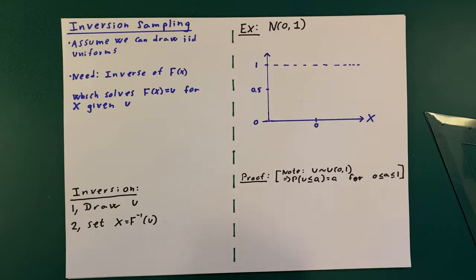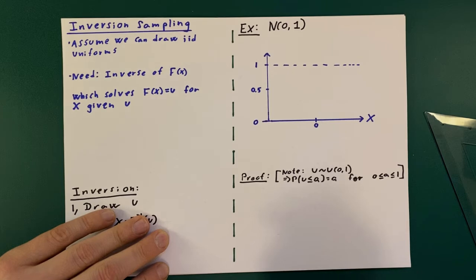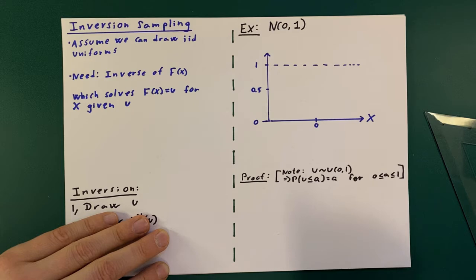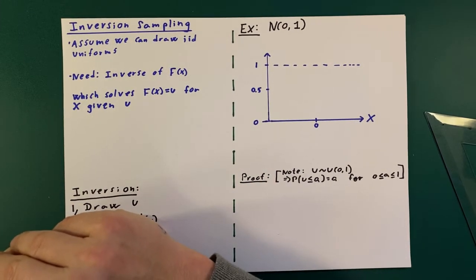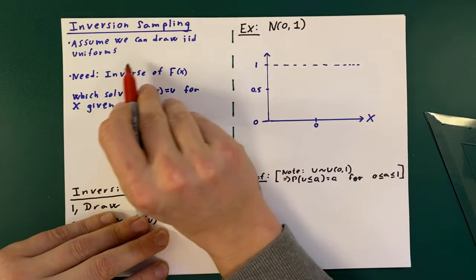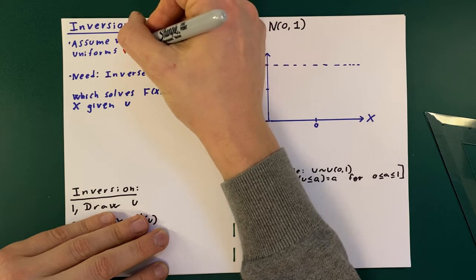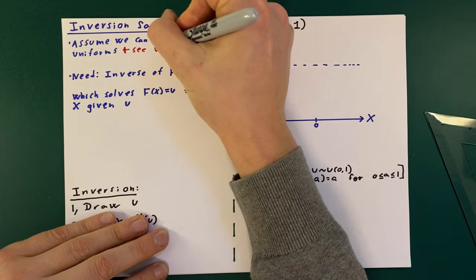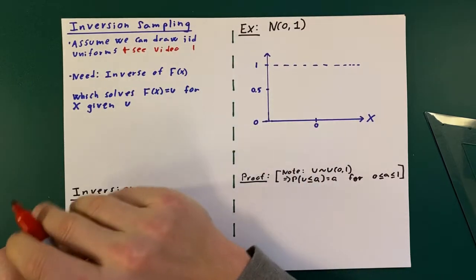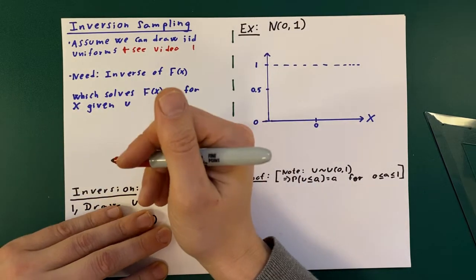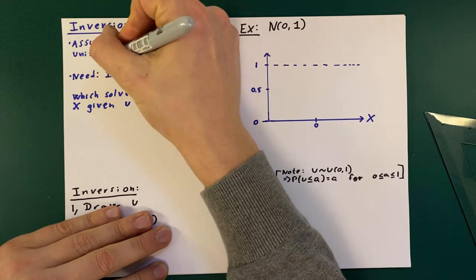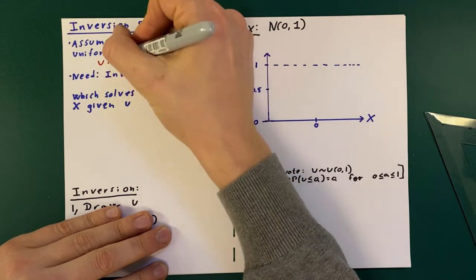Okay, for this second video, we're going to talk about inverse sampling. That's one of the ways we can move from a standard uniform distribution to some other distribution of random variables. Like I talked about in the first video, we're going to assume that we can draw IID uniforms. For how to do this, see video 1, where we went over how we might be able to do that. So we'll just say that we'll be able to draw standard uniforms.